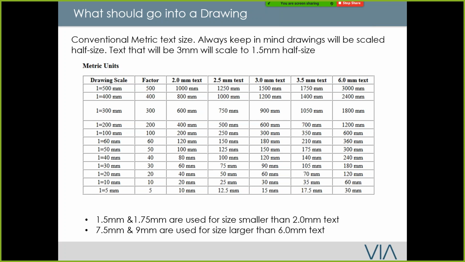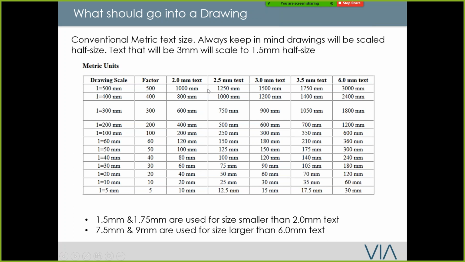Okay, so this is the millimeter. Majority of the time, what we use is 2 millimeter, 2.5, 3, 3.5, and 6. There's a range. I always say the smallest one you can use is 1.5, and the biggest one you can go is like 7 to 9 millimeter. You do the same thing: you take the size of the text, multiply by the factor, and you get that size.